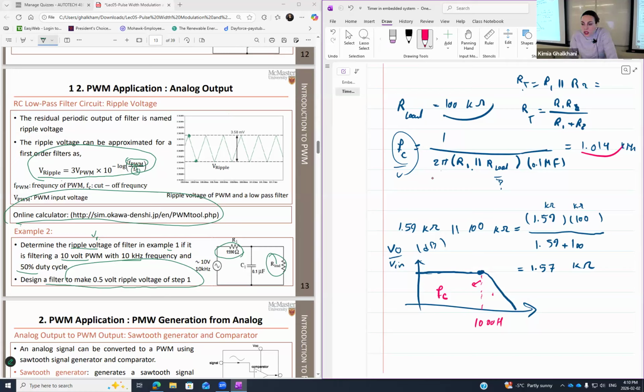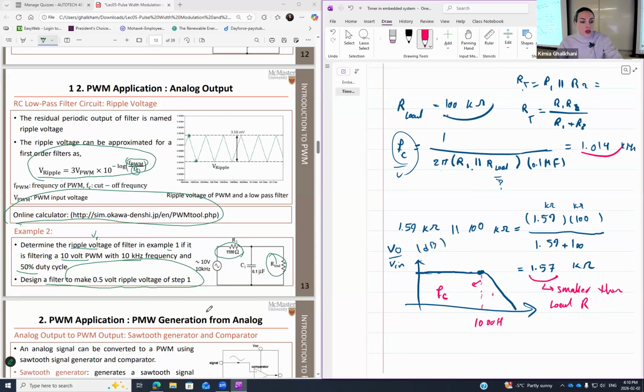So now the filter resistance is selected. In here, my filter resistance is this one. It's selected to be much smaller than the load resistance. If you want to see that, then this one should be smaller than load resistance. Load resistance is 100 kilo ohm, but the filter resistance should be 1.57. So I think I'm gonna just stop it right in here. But before that, I finished example 2 for you.